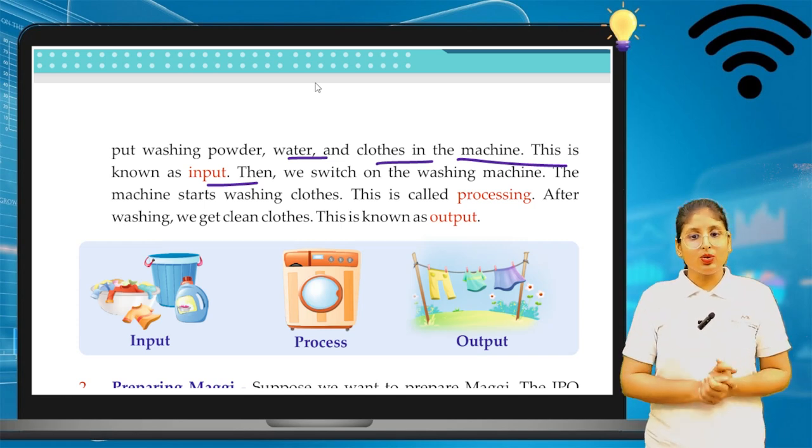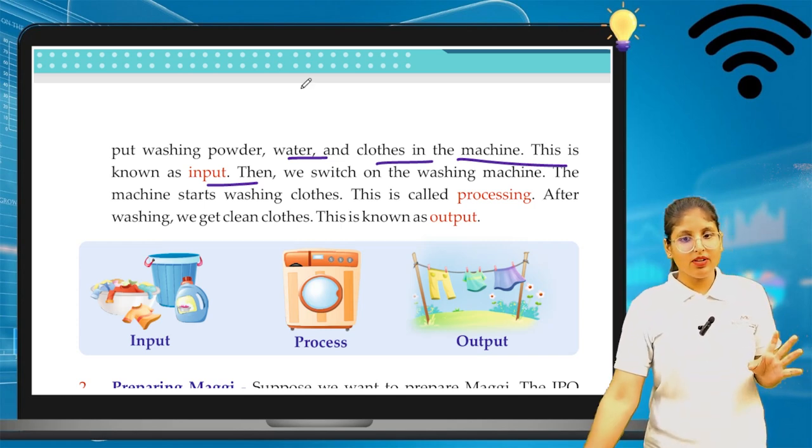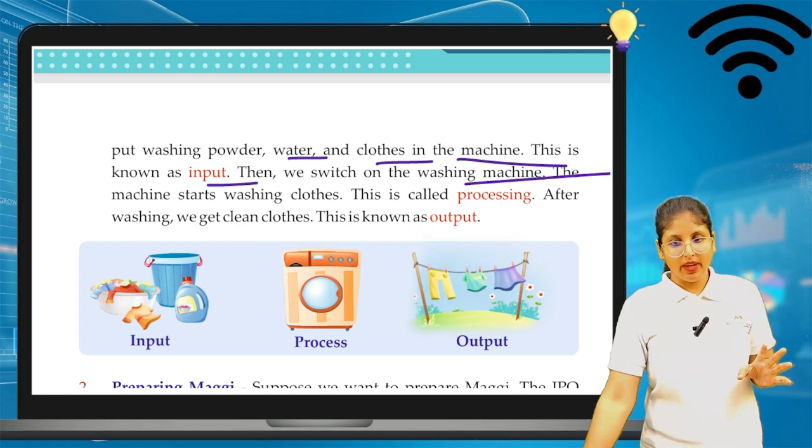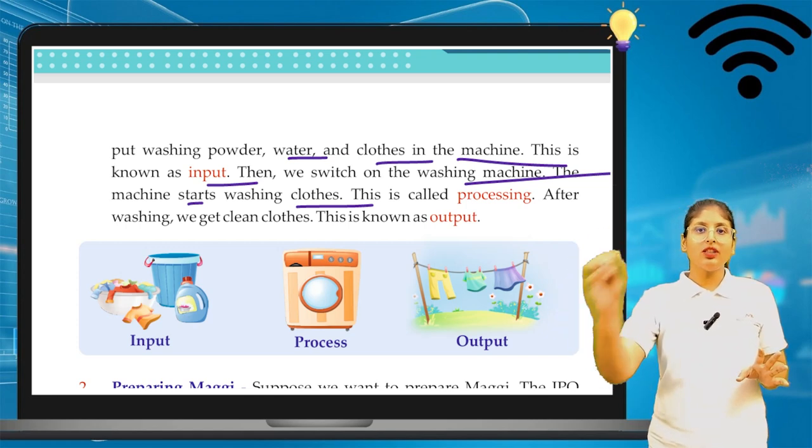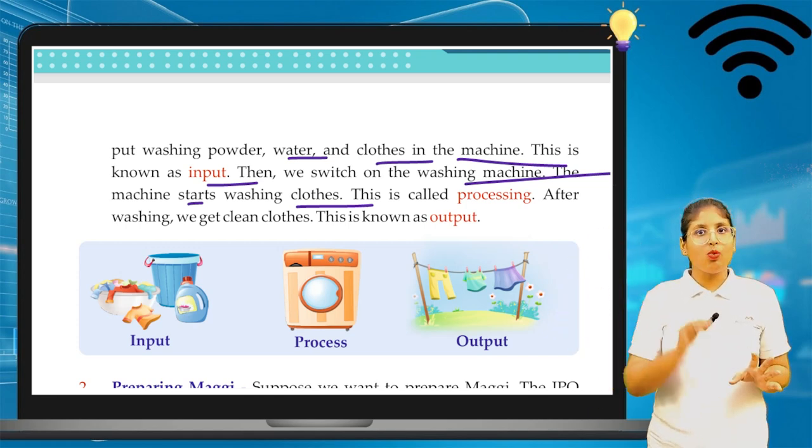Then we switch on the washing machine. The machine starts washing the clothes, and when you switch on that machine, the clothes will be washed automatically.